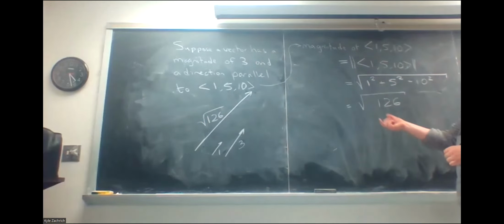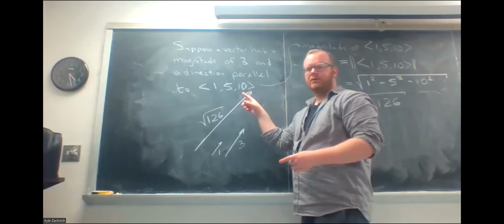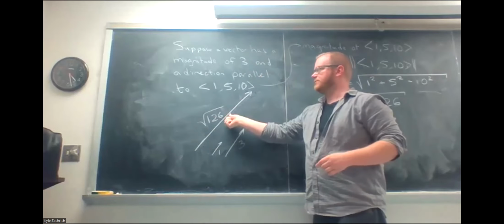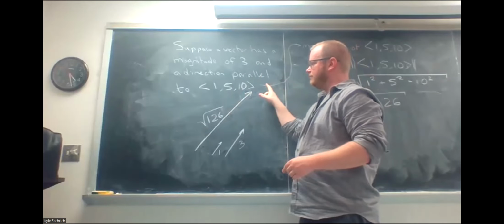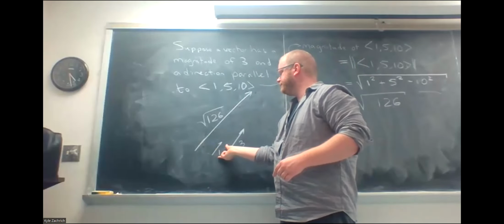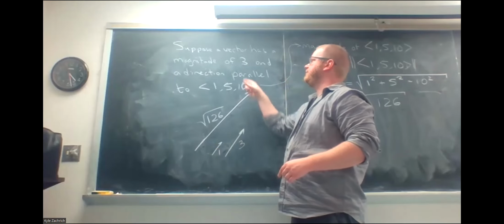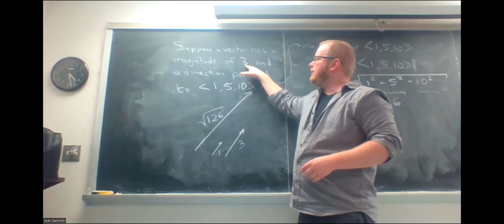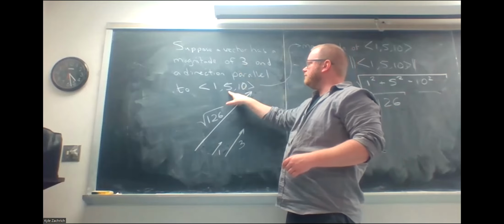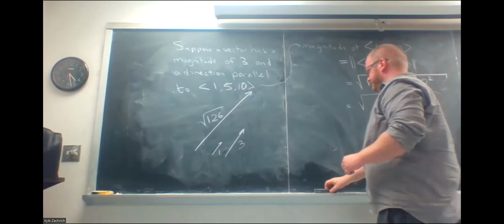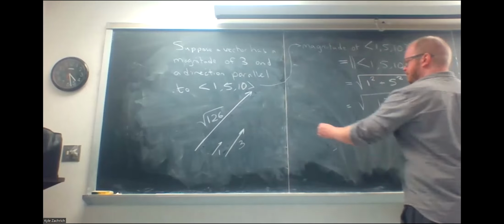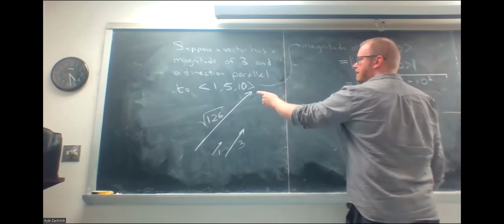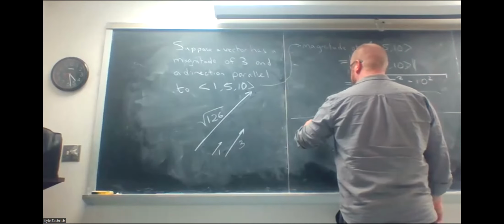So I'll repeat it again. What we're trying to do in this three-step process is we want to take this vector, this is the original vector, we want to shrink it down to 1, and then we're going to multiply it by whatever magnitude we want down here. So this vector here is (1, 5, 10).